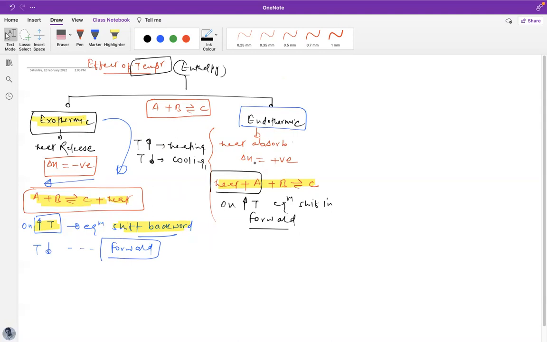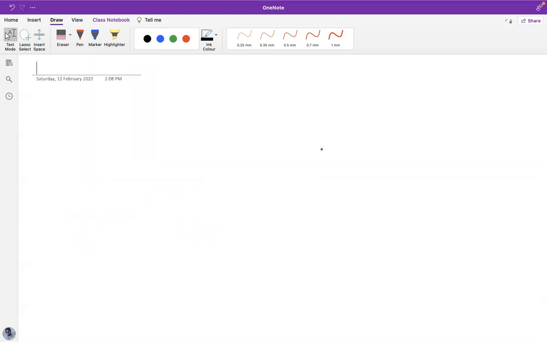Okay. Now the problem is how we can say any reaction is exo or endo. This is the problem: how we will identify whether the given reaction is exothermic or endothermic. And there is one more thing I want to tell you, the graph of exo and endo.